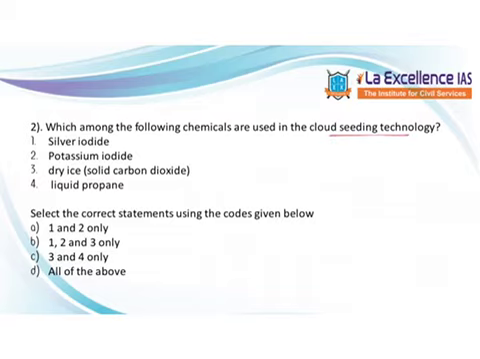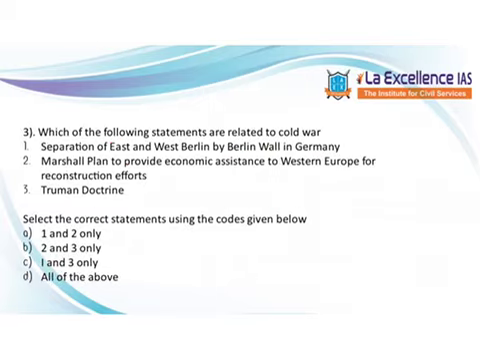Next question: which among the following chemicals are used in the cloud seeding technology? We basically use the iodides of silver and potassium and dry ice, that is solid carbon dioxide, along with liquid propane. So cloud seeding is a weather modification technology to create artificial rain.